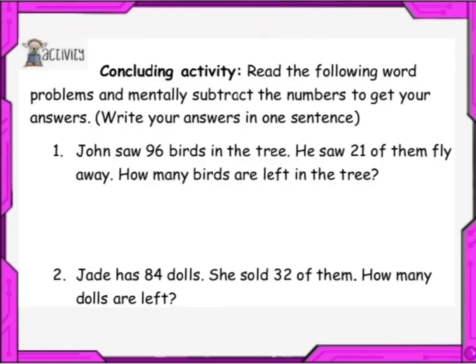Number 1. John saw 96 birds in the tree. He saw 21 of them fly away. How many birds are left in the tree? Number 2. Jade has 84 dolls. She sold 32 of them. How many dolls are left?